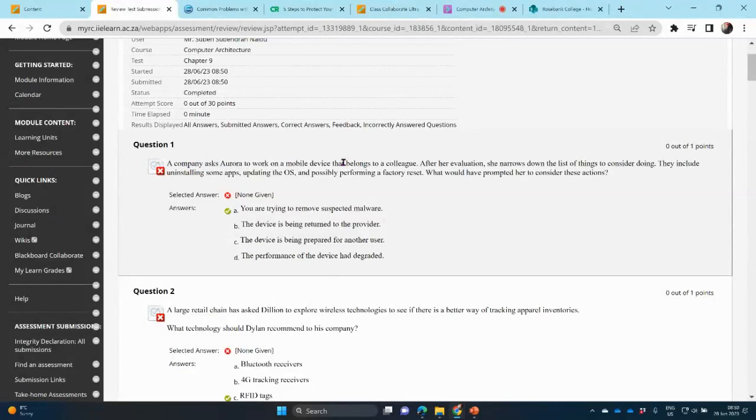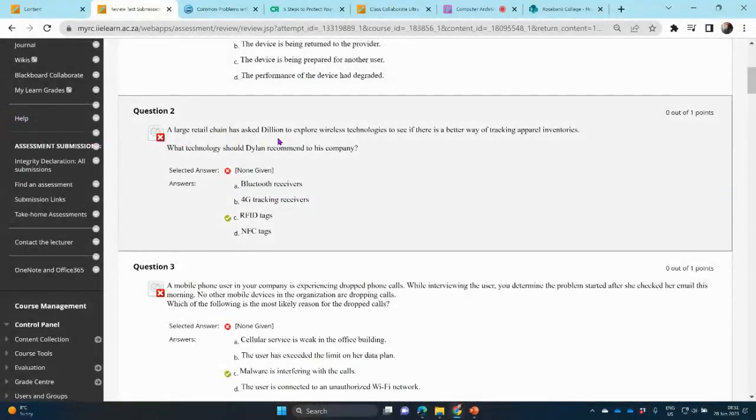So a company asks Aurora to work on a mobile device that belongs to a colleague. After evaluation, she narrows down the list of things to consider doing. They include uninstalling some apps, updating the operating system, and possibly performing a factory reset. What would have prompted her to consider these actions? You're trying to remove suspected malware. Malware is faulty software that's causing your mobile device to work unexpectedly or to not function as expected.